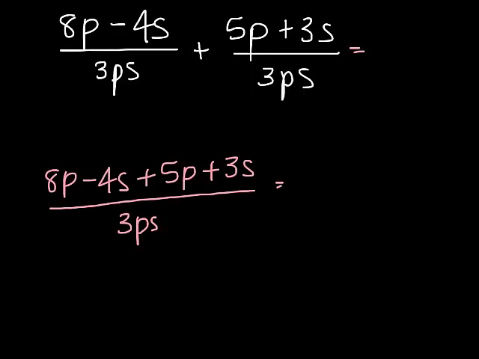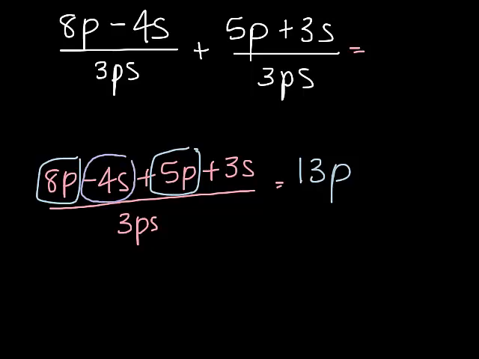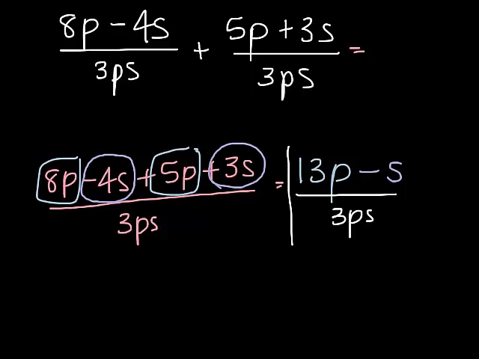Then I'm going to say, okay, 8p and 5p, those are like terms because they both are attached to p. So if you have 8p's and 5p's, that is going to be 13p's. I have negative 4s and 3s. Those are like terms. So negative 4s plus 3s is negative 1s. And that's all over 3ps. Okay, that's my final answer there. I can't really simplify any further than that.